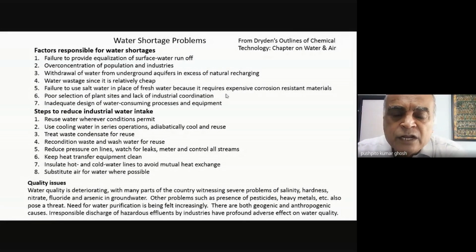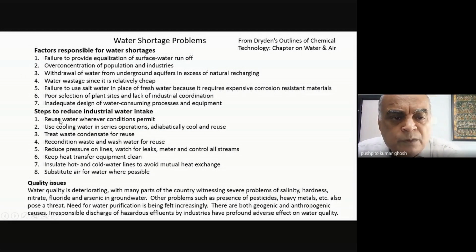Almost the same way that so much of agriculture, things like sugarcane, etc., is done in places where there is paucity of water. So that's a problem. Okay, and then inadequate design of water-consuming processes and equipment. You know? So this is an area which he says also needs to be looked at, how to improve the designs of various kinds of things like even heat exchangers. And then he suggests steps to reduce industrial water intake.